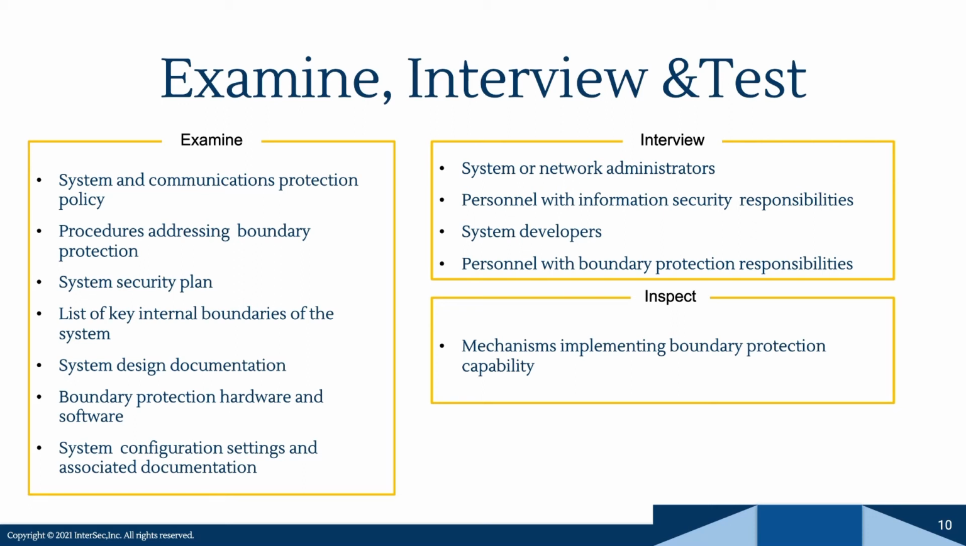Making sure you understand and acknowledge each of these is going to be extremely important, especially for that assessment process time. So let's go ahead and go over a few of them to see if we understand them and have acknowledged them. For the examine method, they might look at your system and communications protection policy. They might look at your system security plan, a list of key internal boundaries of the system, or boundary protection hardware and software. They might interview system or network administrators, personnel with information system security responsibilities, or personnel with boundary protection responsibilities. And finally, they might inspect mechanisms implementing boundary protection capability.